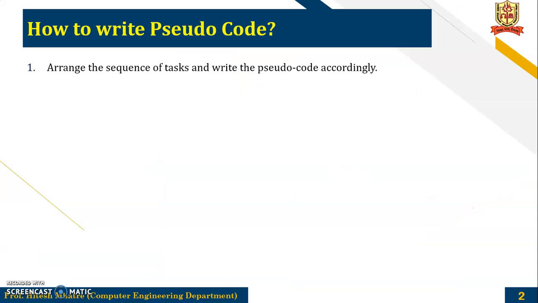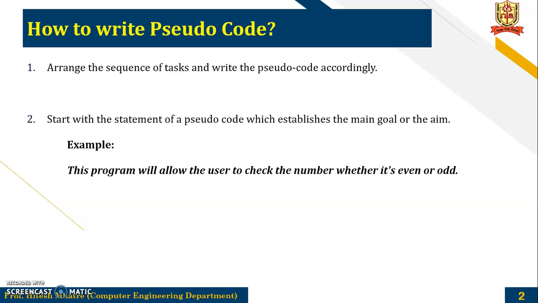So step 1, arrange the sequence of tasks and write the pseudocode accordingly. First you have to make sure that whatever task you are performing, you make a proper sequence of that, and then you start with your pseudocode.